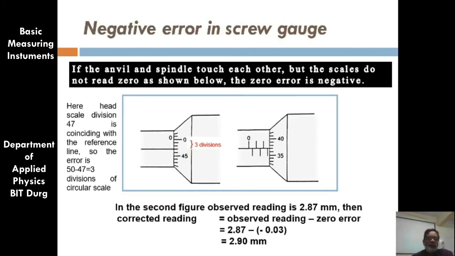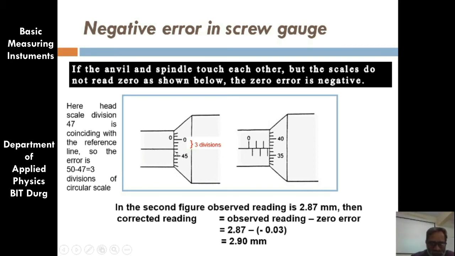Similarly, when we see the error in this specific case, this is again a screw gauge, and what we see here is the reference line of the main scale, and this is the reference line of the circular scale. This zero, that is the reference of the head scale, has overshot the reference line of the main scale, and because it has overshot, we can say that this is an error, and this error is a negative error. When it is a negative error, I have to find the magnitude of the negative error.